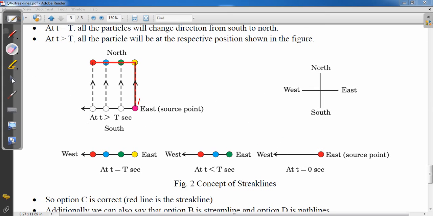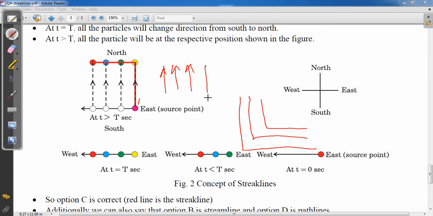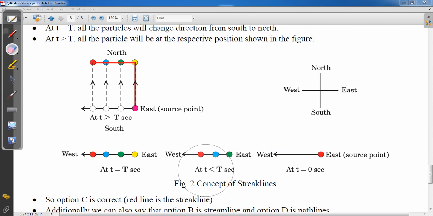But if I ask you to draw the path line, what will be the path line? You just travel with the red one. The red one is traveling and then changing direction. So this will be the path line, and for multiple points, this will be the path line. And if I talk about streamlines, finally the velocity is in the south-north direction, so these will be the streamlines. Okay. All these lines are clear.